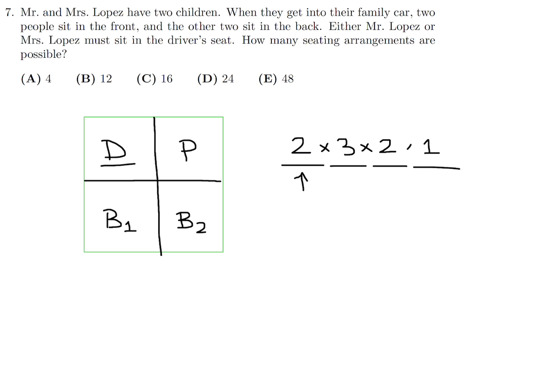So this is the total number of arrangements. And if you do that math, you get 2 times 6, which is 12. So number 7, the answer is B.